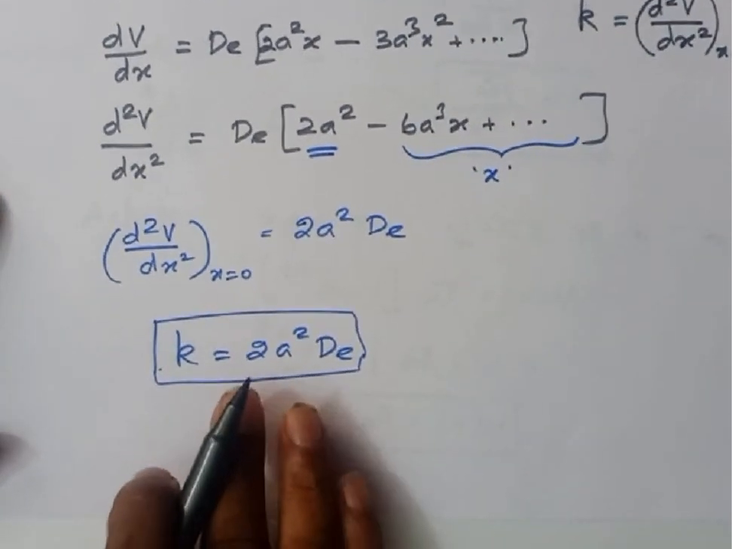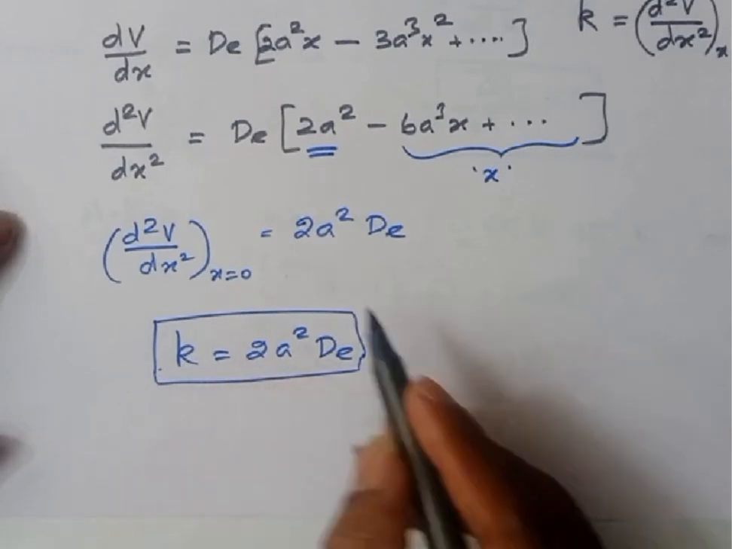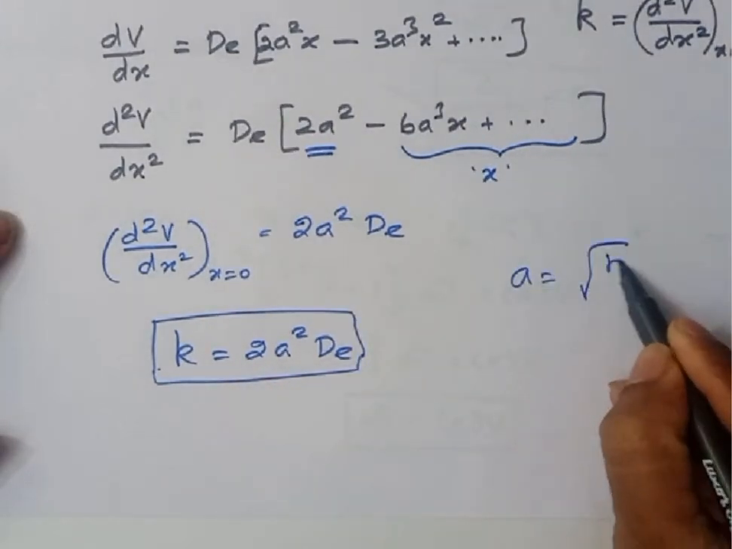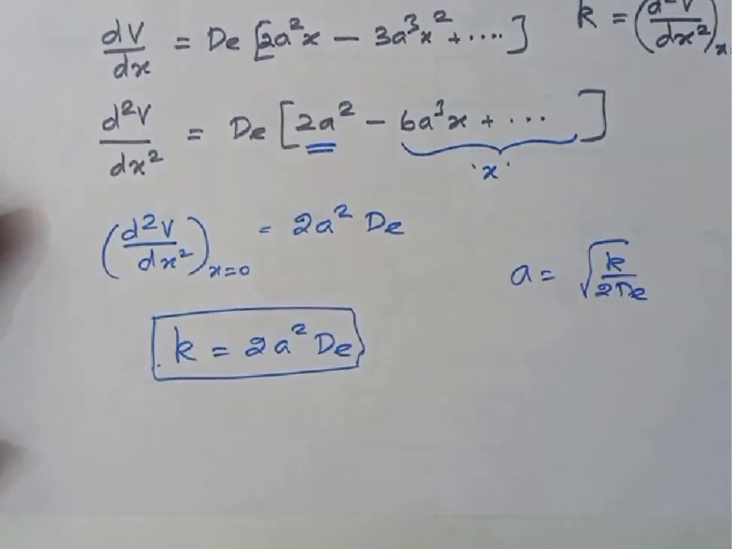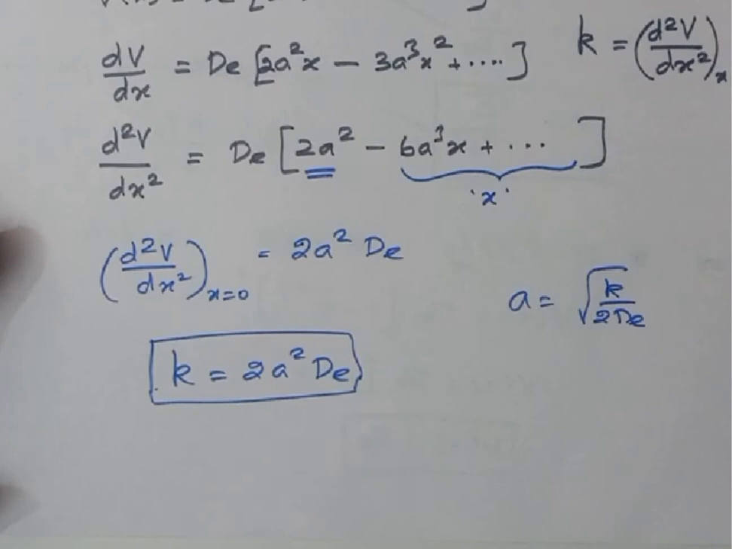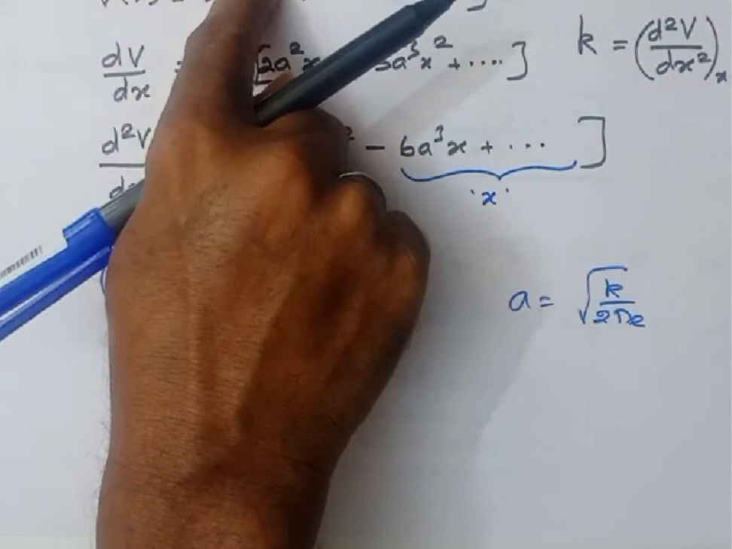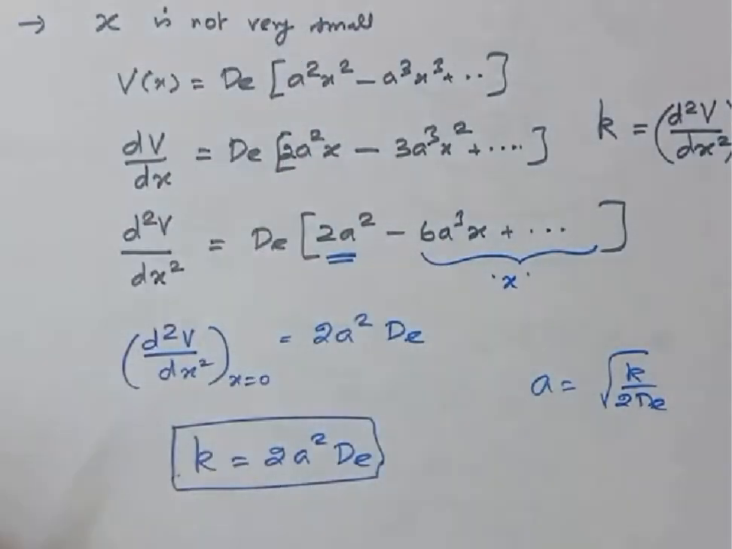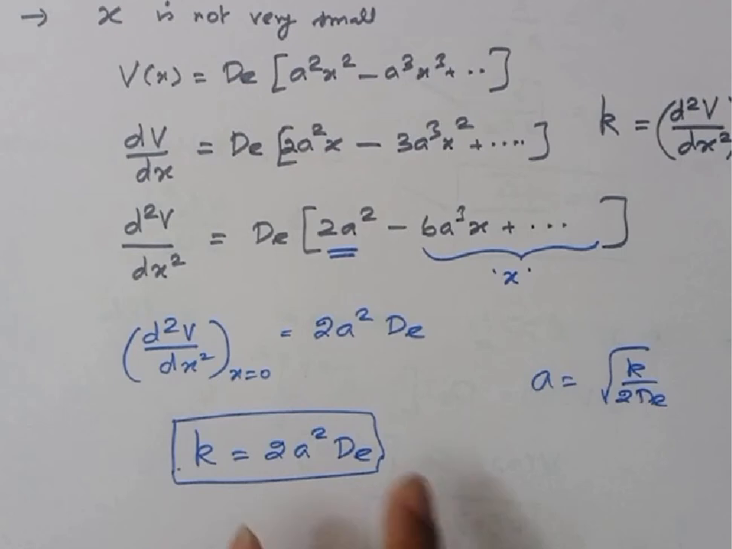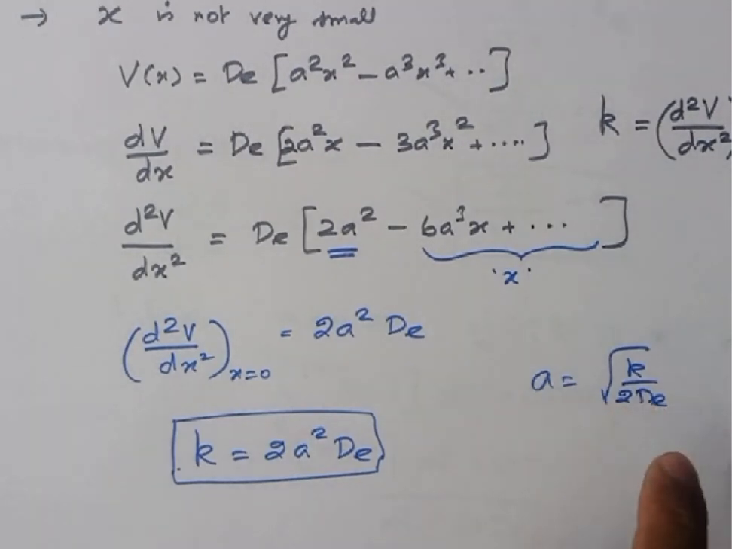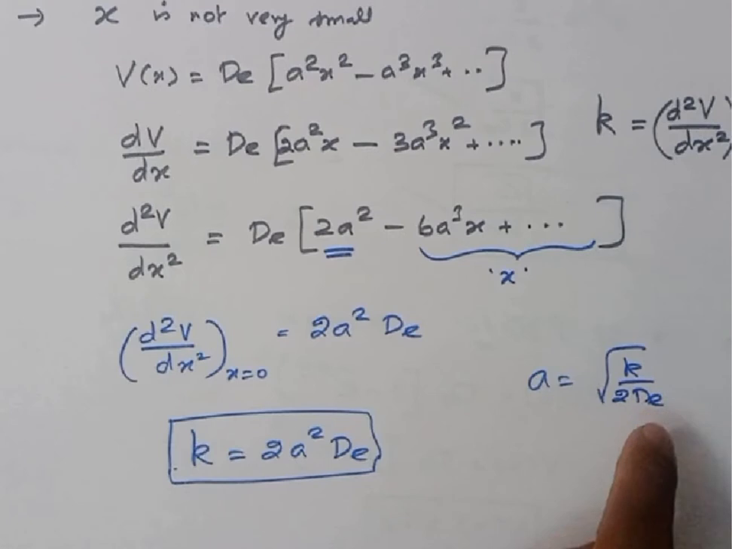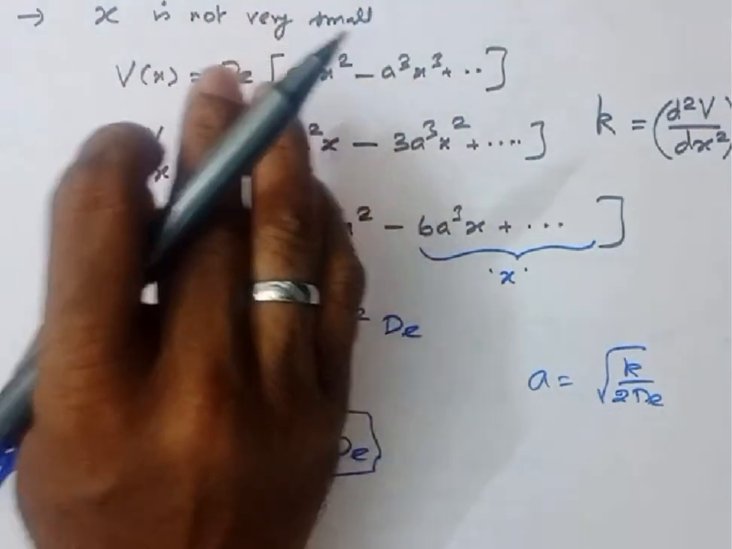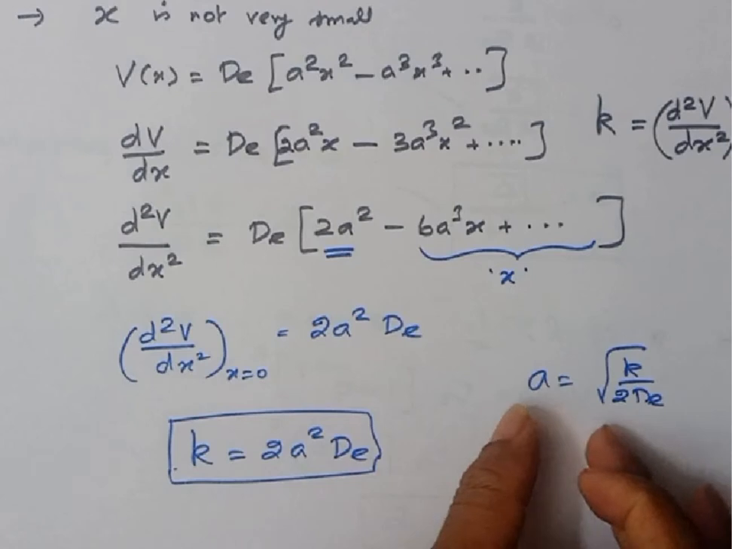We have obtained the same expression, right? Already I gave that: a is equal to square root of k by 2 D_e. We got the same expression. You can get the expression in this manner also. Why am I giving this? Listen, even if x is not very small, the force constant, or the value of a, should be calculated using this. Don't think that only when x is very, very small we should calculate a using this formula. No, even if x is not very small, you can calculate the value of a using this formula.